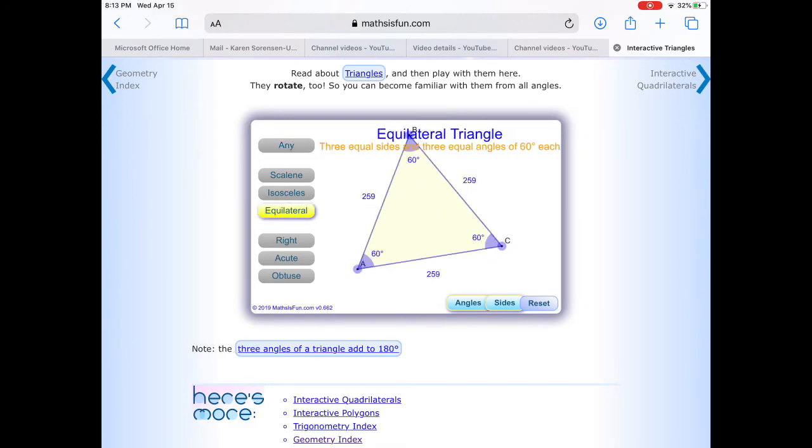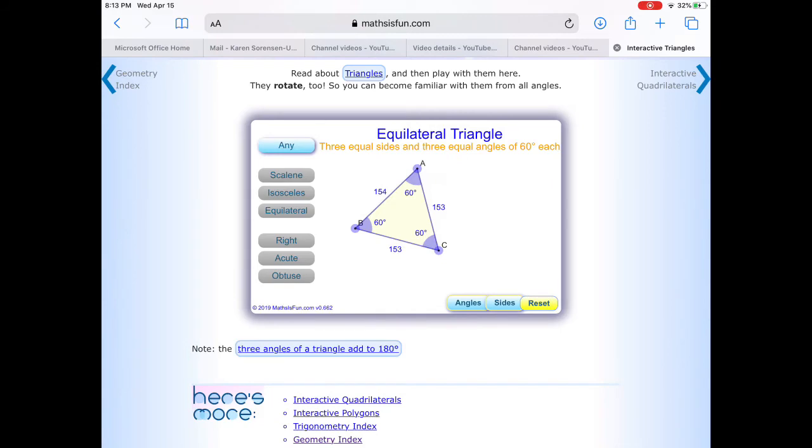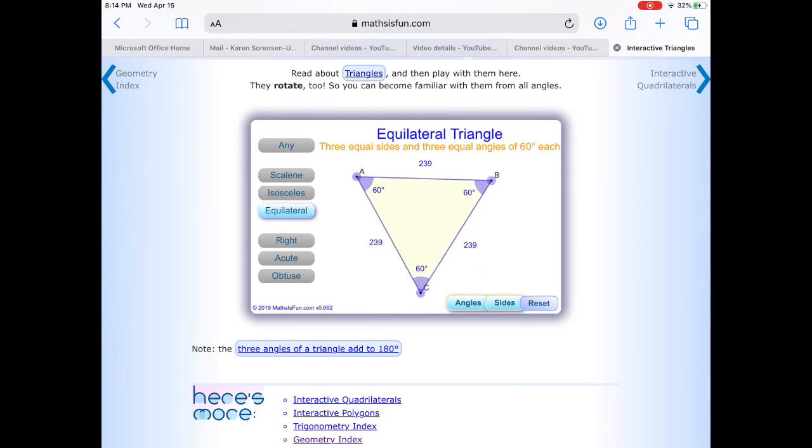If we look at an equilateral triangle, three equal angles, three equal sides there, and if I want to have longer sides, my angles still stay at 60 degrees, so I could never have an obtuse or right equilateral triangle.